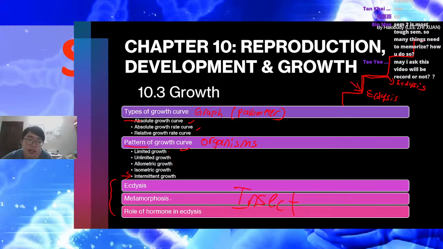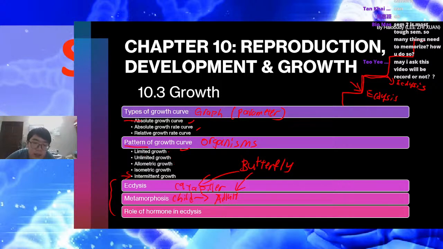Metamorphosis is for the insect to go from a childhood insect to an adult insect. Some insects, in childhood and adult, are totally different, like the butterfly. When it is a child, it is a caterpillar, right? Then it grows until it is an adult and becomes a butterfly. So how can the caterpillar become a butterfly? This is the process of metamorphosis. If the caterpillar becomes a butterfly, we call it metamorphosis.